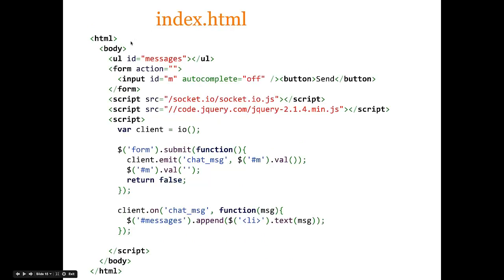All right, so this is the index.html file, and basically what we have here is the HTML necessary to display that chat screen that we saw on the first page. We've got an unordered list. This will be the place where the chat messages are displayed. We've got our form. It's got an input field called M and a send button. And then here we're bringing down the Socket.io JavaScript.